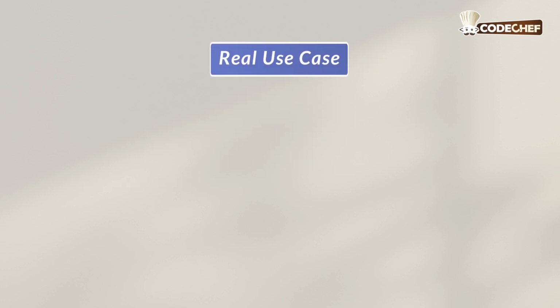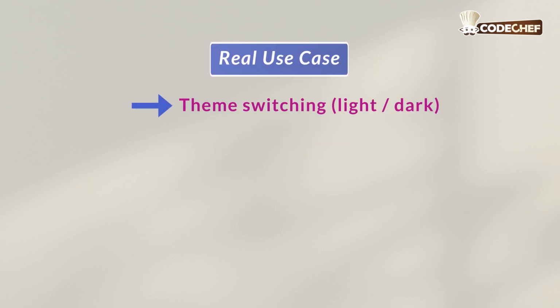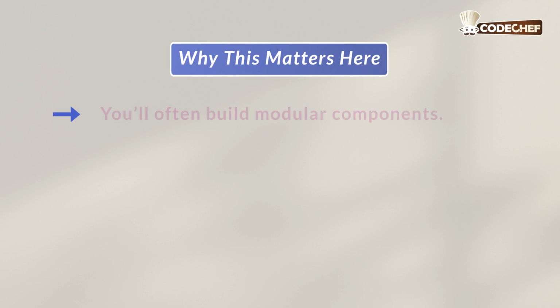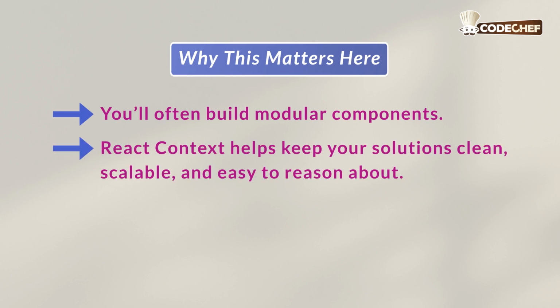Now let's look at a real use case. React Context is commonly used for features like theme switching, user authentication, language preferences, and other app-wide settings. So why does this matter here? When solving problems or building UI logic, context helps you keep components focused, reusable, and easy to manage.